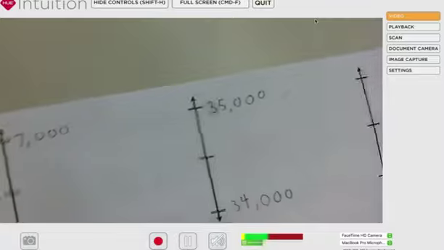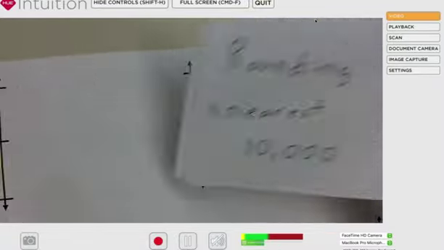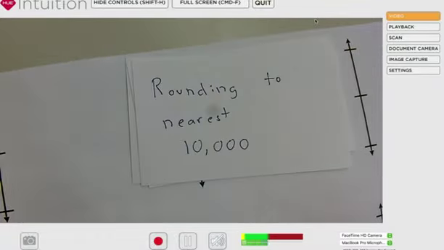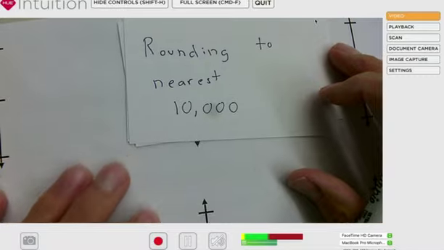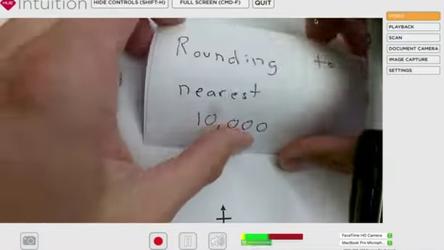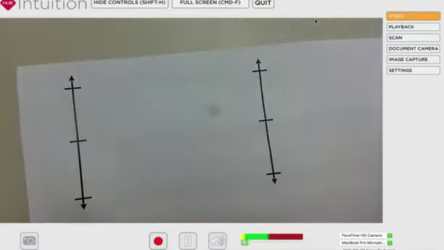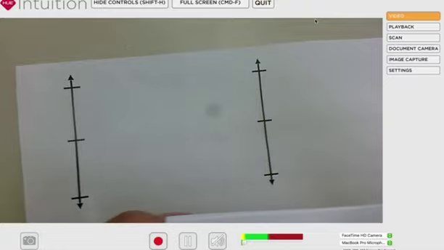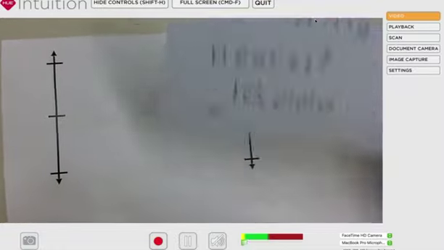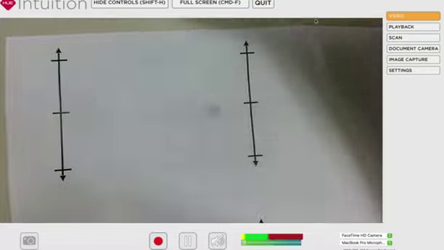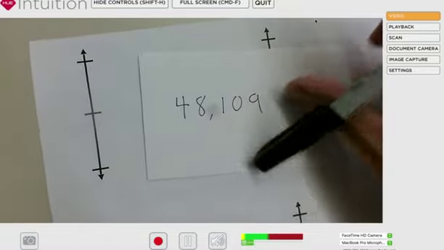Okay, now next, let's talk about rounding to the nearest 10,000. The nearest 10,000. This is different, right? So rounding to the nearest, I'm only going to do 2 examples for this one. So anyways, let's talk about this for our first one.